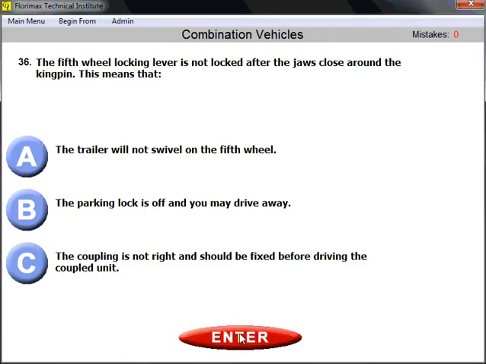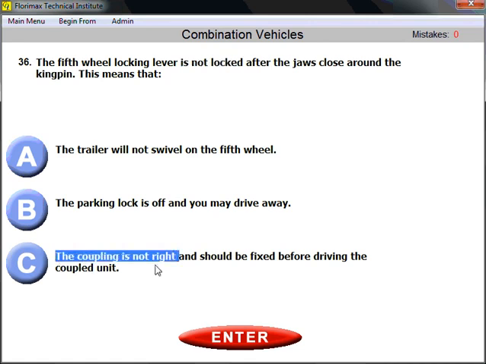Question number 36. The fifth wheel locking lever is not locked after the jaws close around the kingpin. What does it mean? Again, if you don't know what the fifth wheel or locking lever or jaws mean, at least you read, it is not locked. So, potential problem. If it's not locked, the coupling is not right.